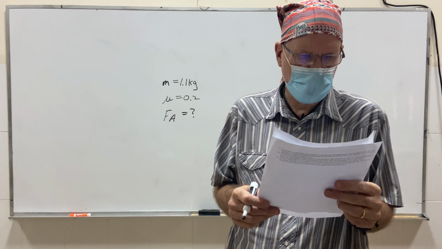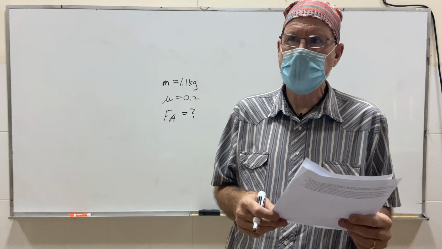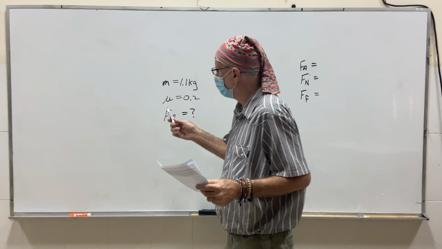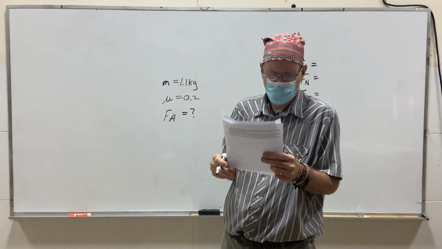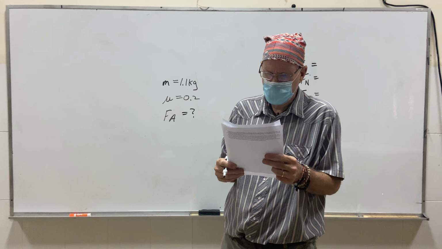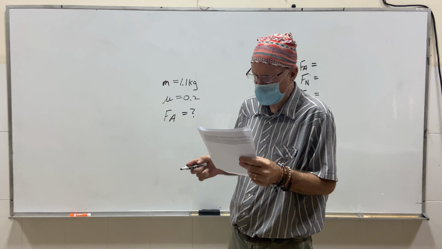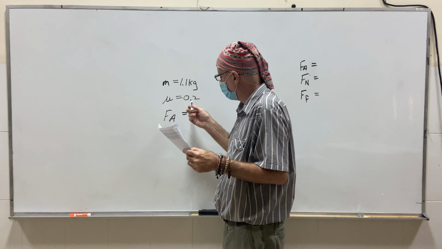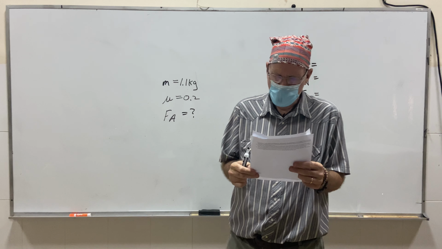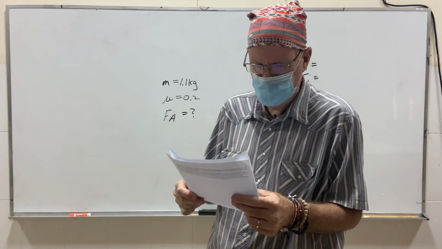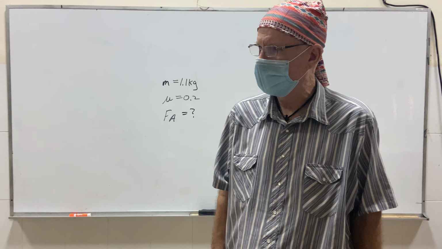The tumbler and its contents have a mass of 1.1 kilograms and a coefficient of kinetic friction with the surface in contact of 0.2. What force does the wait person exert on the glass?